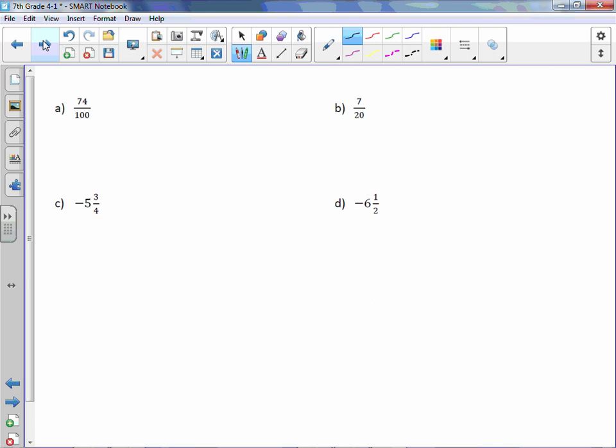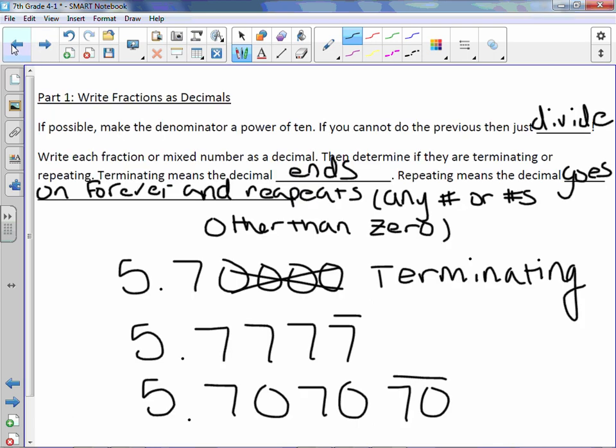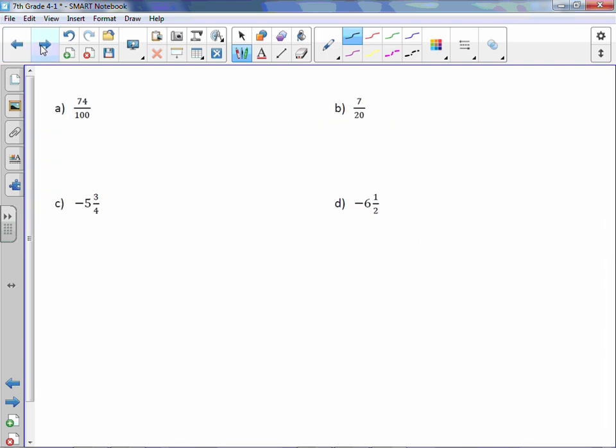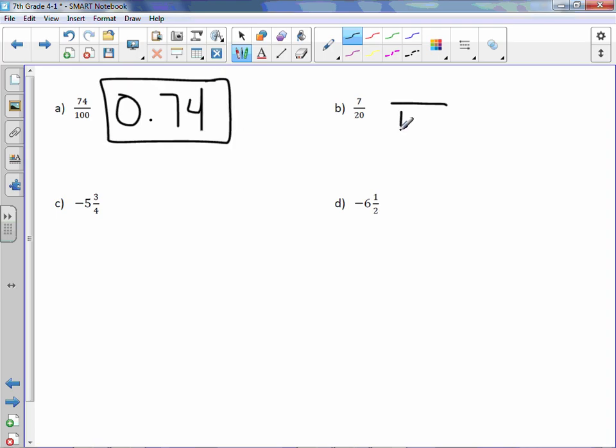So 74 hundredths. You say the fraction, and then write the decimal. 0.74. 7/20ths, I can make that denominator 100 by multiplying by 5 on numerator and denominator to get 35 hundredths. Now I have a place value, and I know it's 0.35.